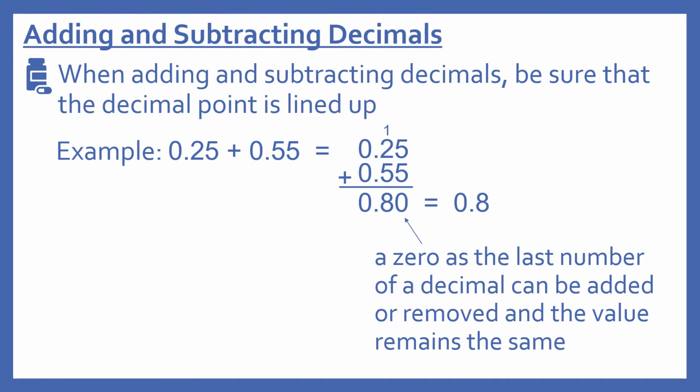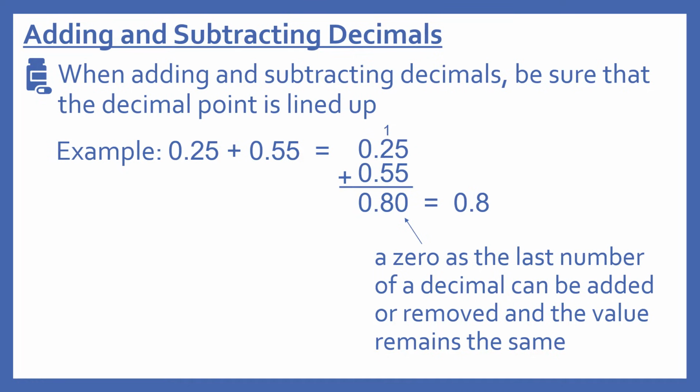Okay, now we'll look at adding and subtracting decimals. When adding and subtracting decimals, be sure that the decimal point is lined up. So for example, 0.25 plus 0.55, our decimal points are already lined up, so there's nothing we need to do, but just make sure they're in a line when we add.